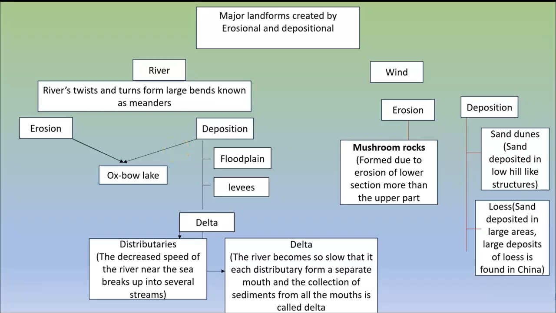This slow speed breaks the river into several streams, then it becomes slower, and each distributary forms a separate mouth, and the collection of sediments from all mouths is called a delta. The work of wind to form landforms is majorly found in deserts, where erosion causes mushroom rocks, sand dunes, and loess. This flow chart will help you to clear this concept, so please go through it carefully.